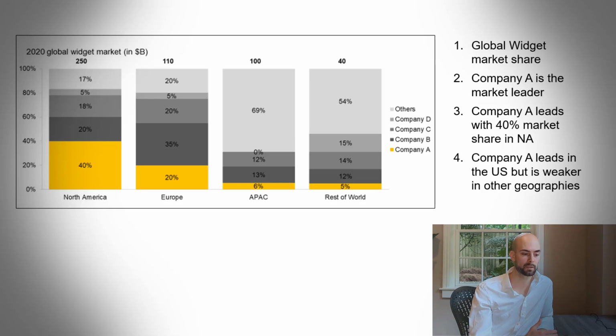And then the last one, Company A leads in the US, could say about 40%, but is weaker in other geographies. So here it depends a little bit what the message is that you want to convey. It could be, hey, we're focusing on North America. So it could be more the North America point, or it could be comparing the different regions. That depends a little bit on what the question is you're trying to answer here and what the message is.